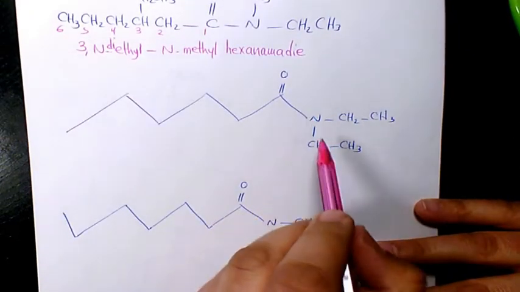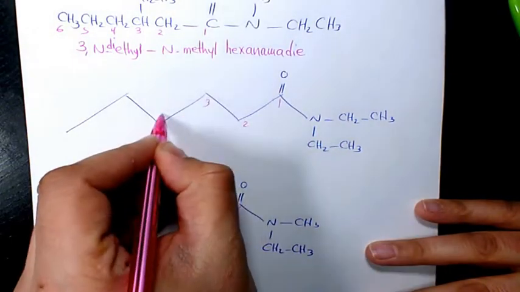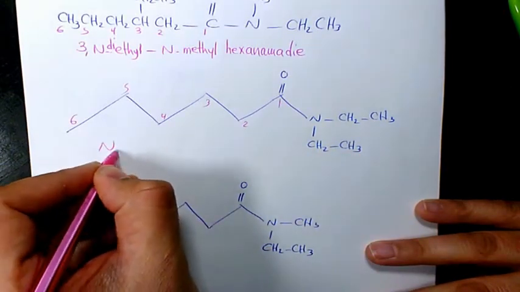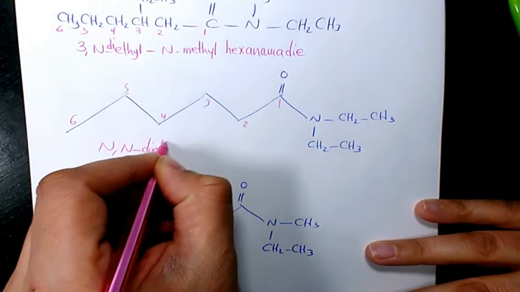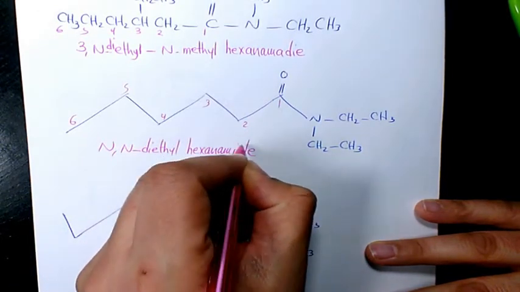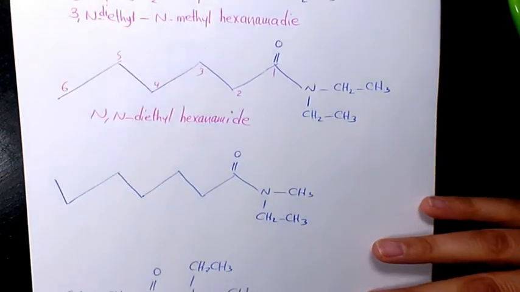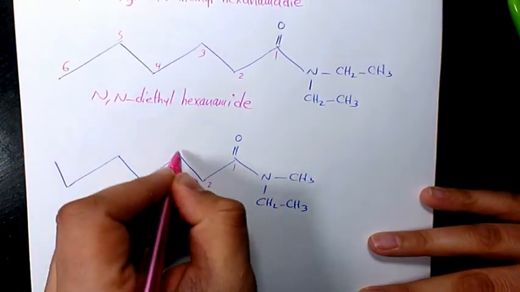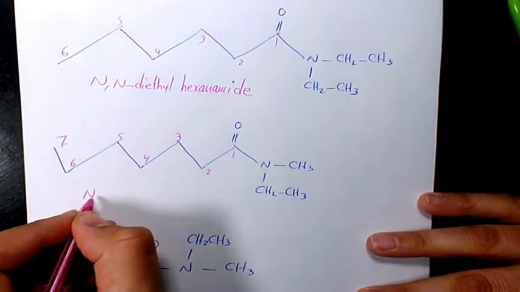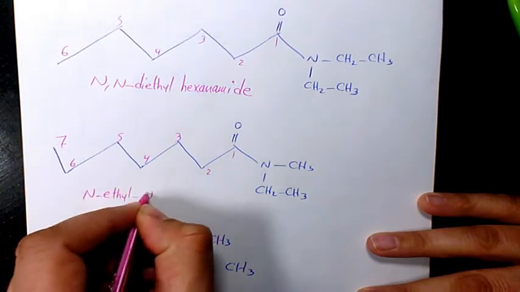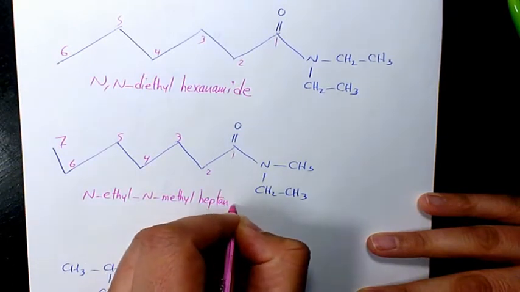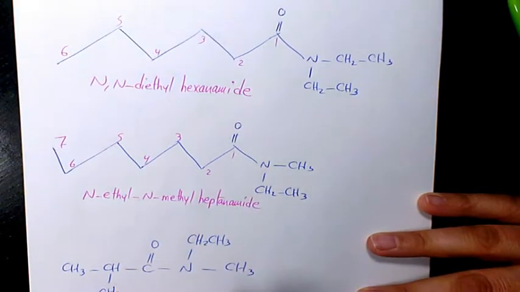Next one. We have 1, 2, 3, 4, 5, and 6. We have ethyl and ethyl group here. So it's going to be N and N, diethyl hexanamide. Next one. 1, 2, 3, 4, 5, 6, and 7. It's going to be N-ethyl, N-methyl, heptanamide. It's going to be the name of this organic compound.